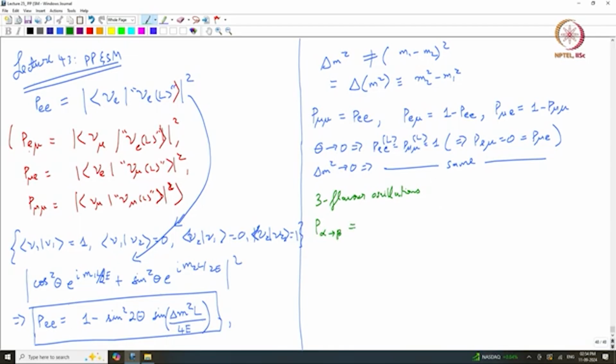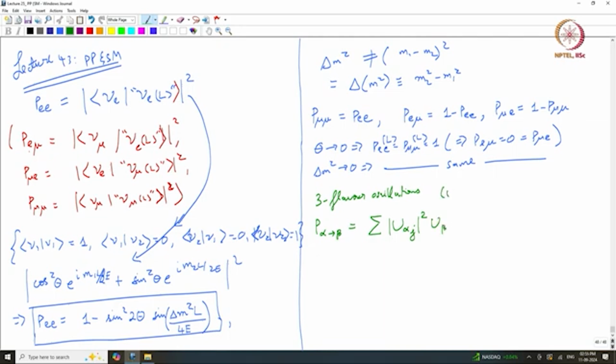So it is not trivial, but it is not that hard either. It is a bit tedious, but it is extremely instructive to go and derive this, okay? So I am going to write down the expression, but you are the one who is going to really derive it. The 2 by 2 matrix contains just a rotation angle, but now we have a 3 by 3 PMNS matrix. So I am going to write the probability in terms of the PMNS matrix elements, okay?